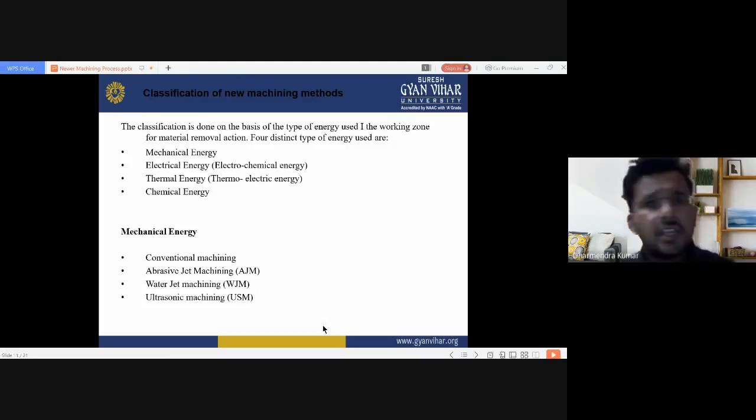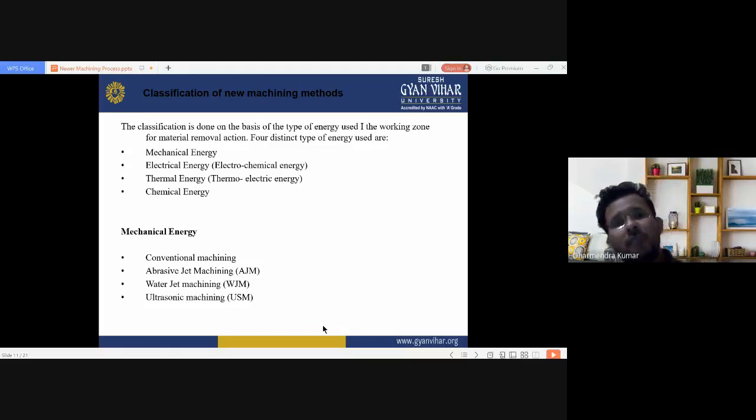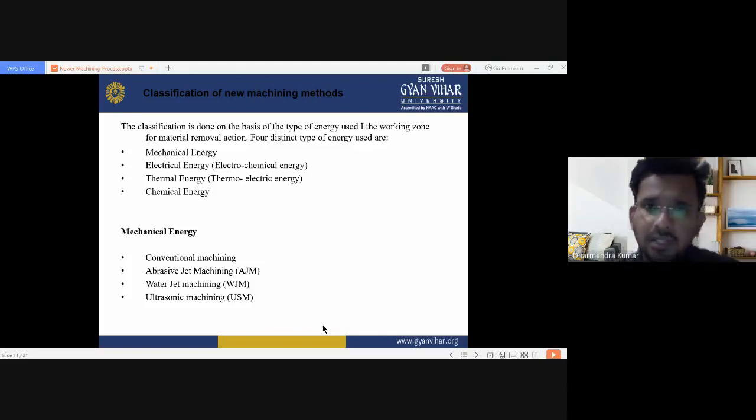Now there are various classifications of newer machining processes. As we have discussed earlier, there are some basic principles or types of energy which we are using in non-traditional or non-conventional machining. The classification is done on the types of energy used in the working zone for the material removal purpose.